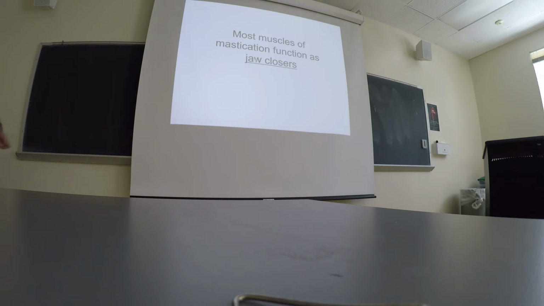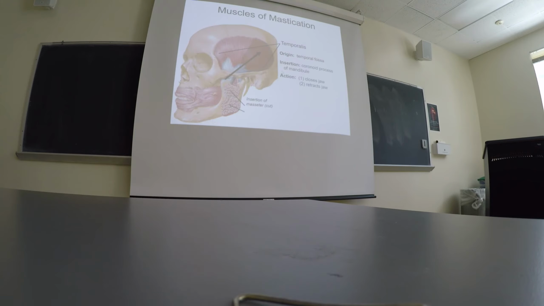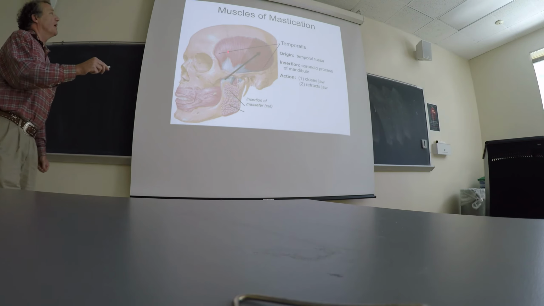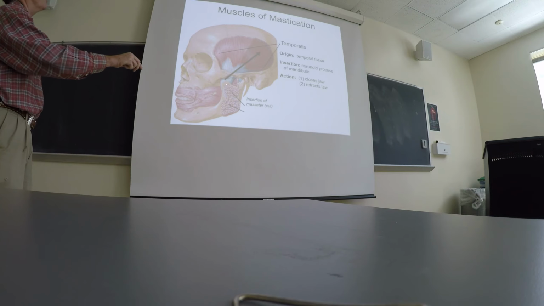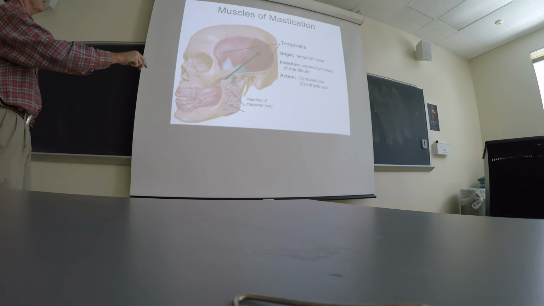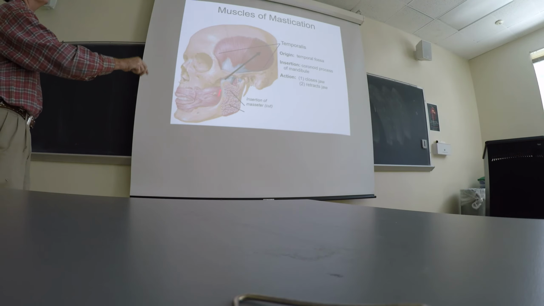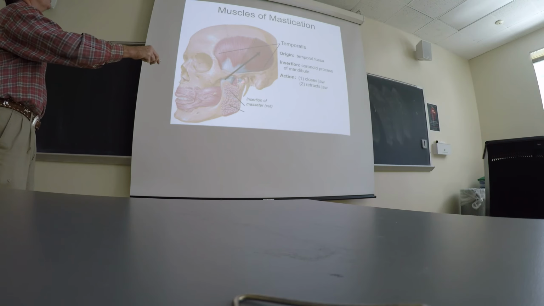Okay, this is repeating what Dr. Fernandez showed you the other day, but since we're going to be seeing a lot of these muscles up close, I thought it's worth going over it again. So the big one on the side of the skull is obviously the temporalis. It originates in this temporal fossa here, inserts onto the coronoid process of the mandible, comes all the way down here. It basically closes the jaw.